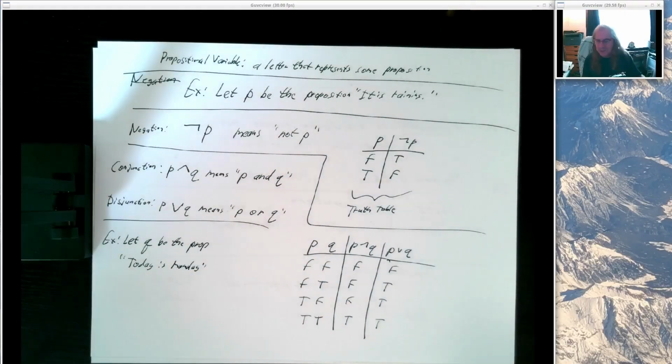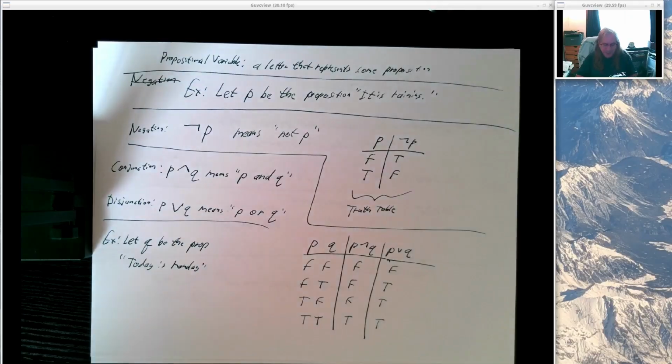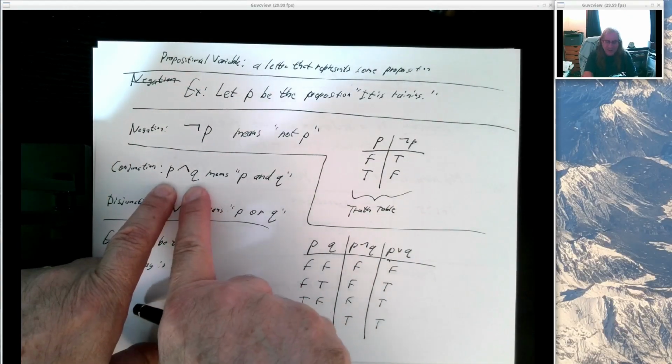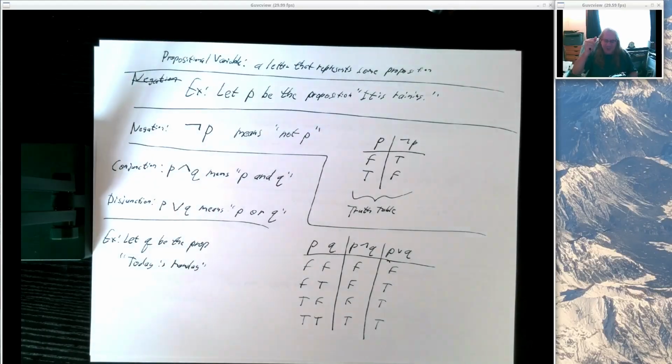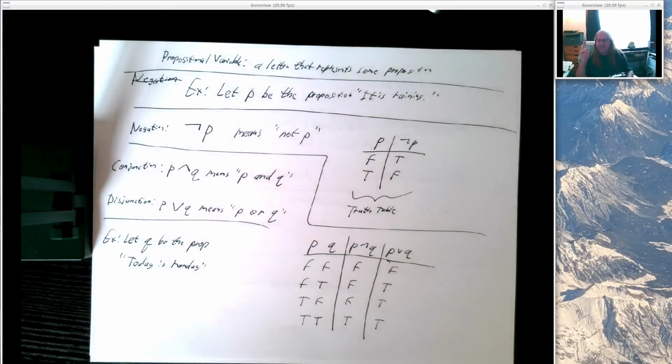And depending on when you're watching this, Q might be true, might be false. P might be true, it might be false. So this is a proposition, P and Q. It's the following proposition: it is raining and today is Monday. That's a declarative statement. It is raining and today is Monday. And that statement will be true in exactly the case where it is Monday and it is raining.